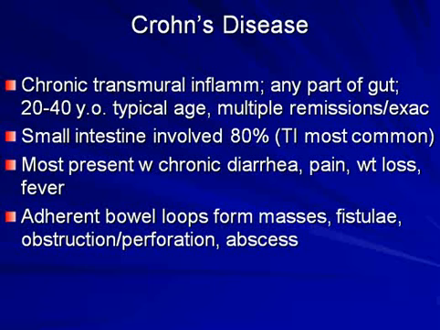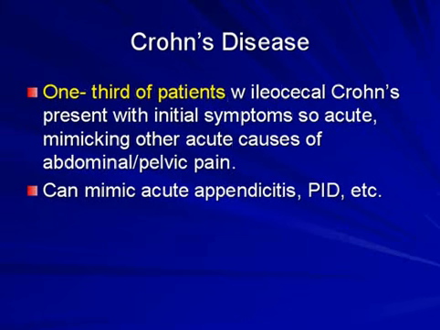And of course, most patients do not present with acute pelvic pain, but rather with chronic diarrhea, chronic pain, weight loss, and fever. Adherent bowel loops can form masses, fistulae, obstruction, perforation, and abscess. However, 1/3 of patients with ileocecal Crohn's have an initial presentation so acute that it mimics other causes of acute abdominal and pelvic pain, and it may mimic acute appendicitis and pelvic inflammatory disease.